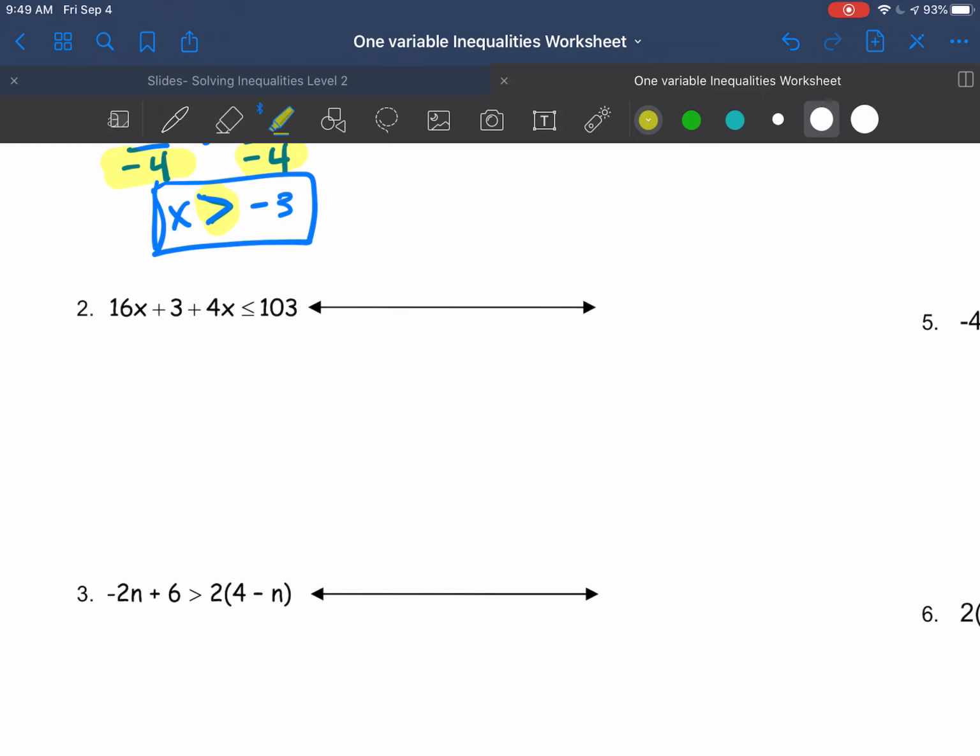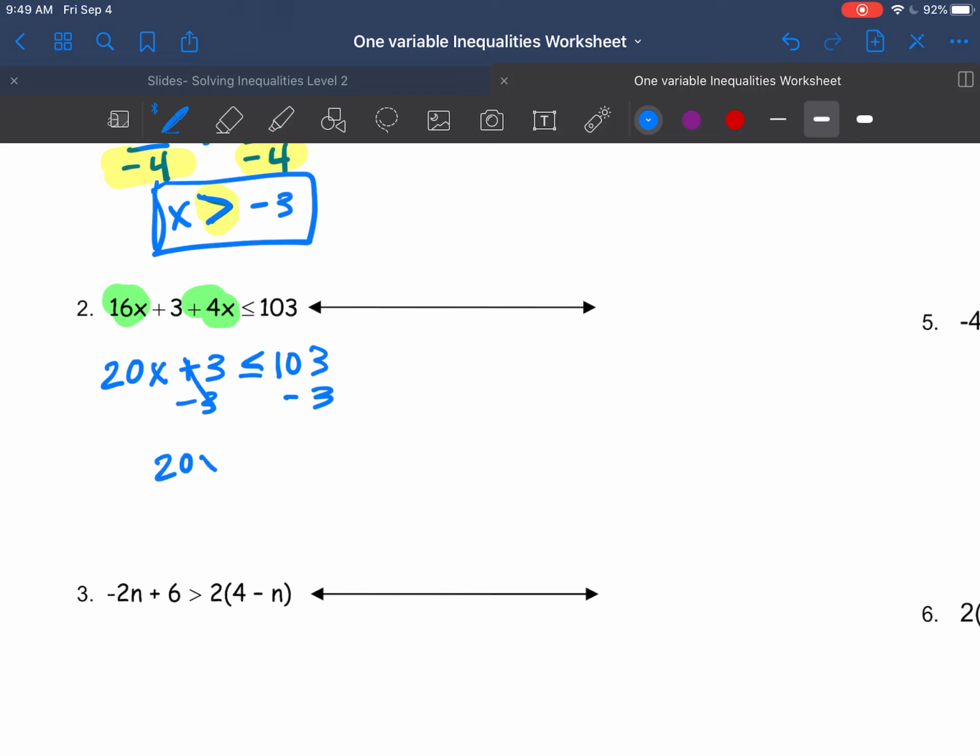Number 2, we can combine some like terms. We've got 2x terms. A 16 plus a 4 is 20. So I'm going to combine my like terms. Whoa, 20. 20x plus 3 less than or equal to 103. Now we can isolate x by subtracting 3. And then dividing by a positive 20.